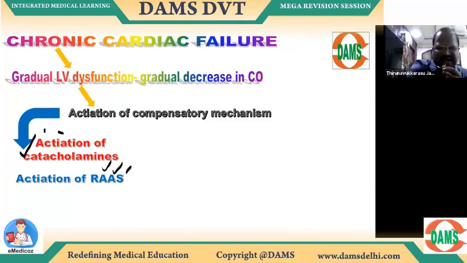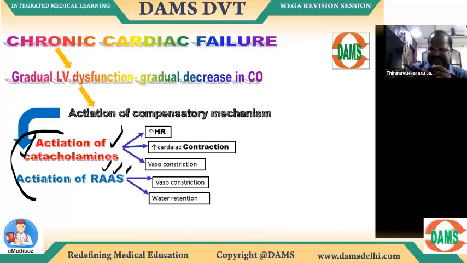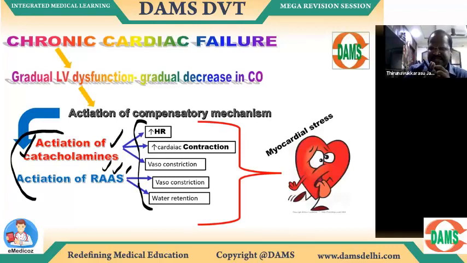Look here, all these are coming as a compensation, but on chronic compensation, what happens? The catecholamine activity acting on the beta 1 receptor causes increase in heart rate and increase in force of contraction, and they also cause alpha activity causing vasoconstriction, the sympathetic action. And the renin angiotensin aldosterone system forms angiotensin 2, which again causes severe vasoconstriction, and aldosterone causes sodium and water retention. So all these things on a chronic basis cause stress on the myocardium. The stress on the myocardium may cause ventricular remodeling. So one of the major problems in chronic heart failure is that the myocardium goes for remodeling.